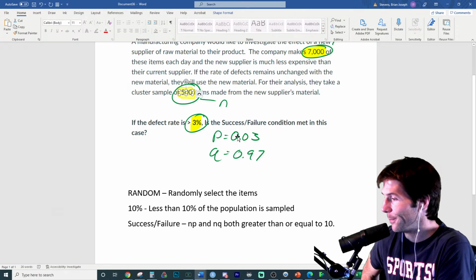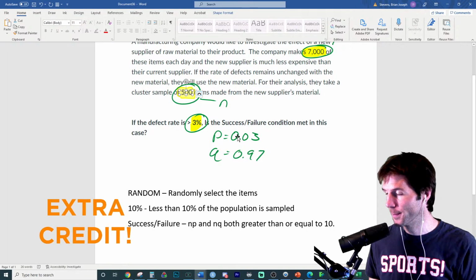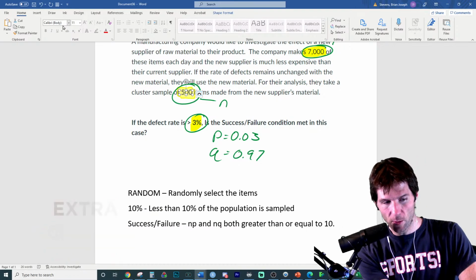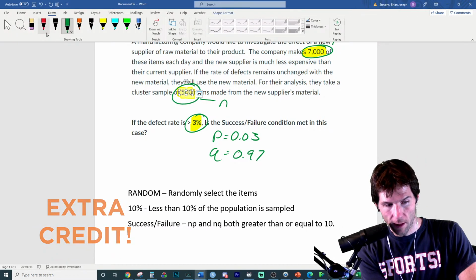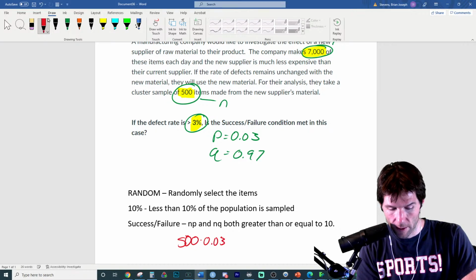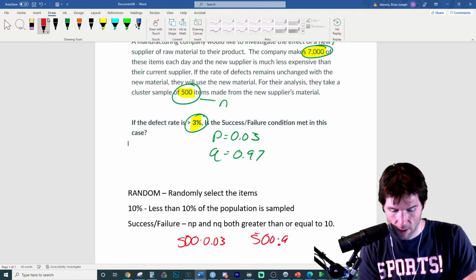Solve NP for me. Michael, just crushing it as per usual. Amazing work. It is 15. You're just plugging in here. N is 500, and this is 0.03. And then NQ is 500 times 0.97. So this is 15 right here.